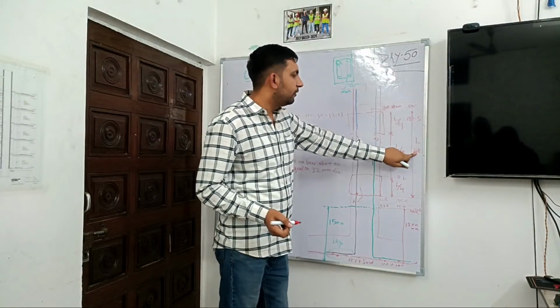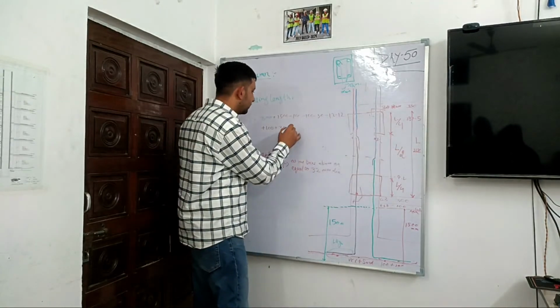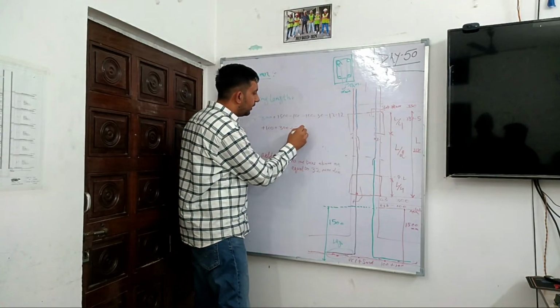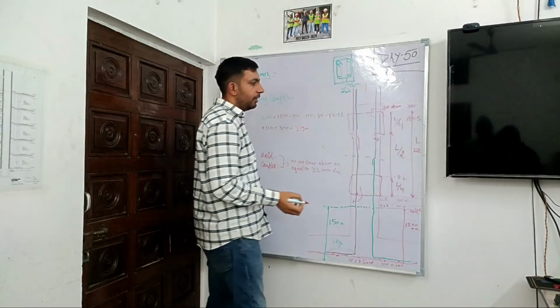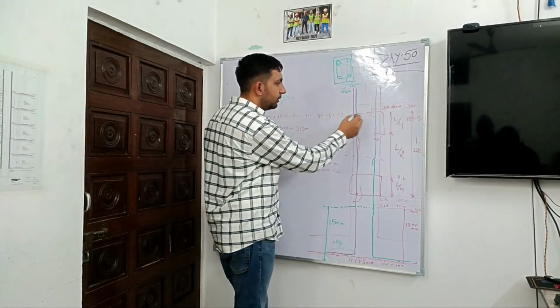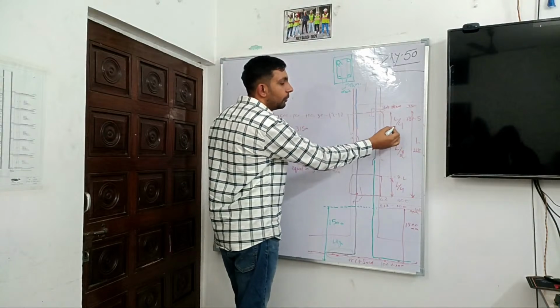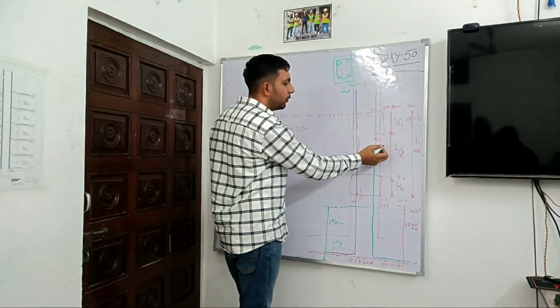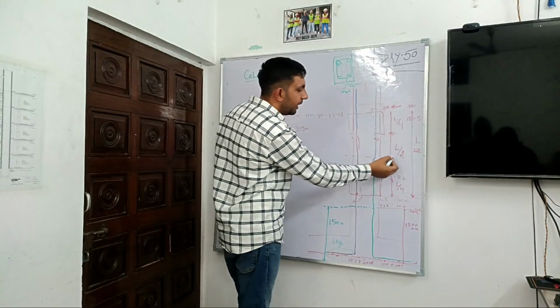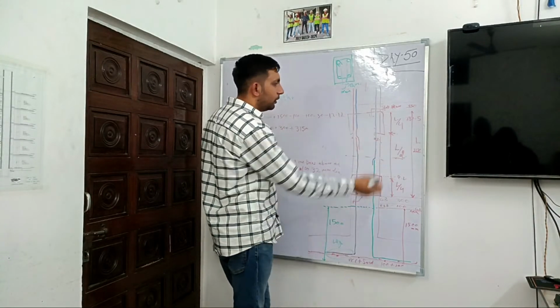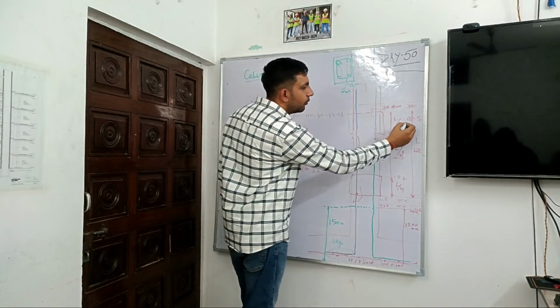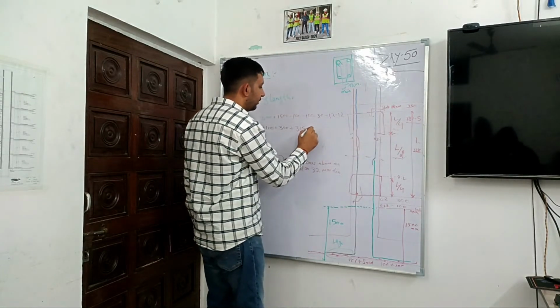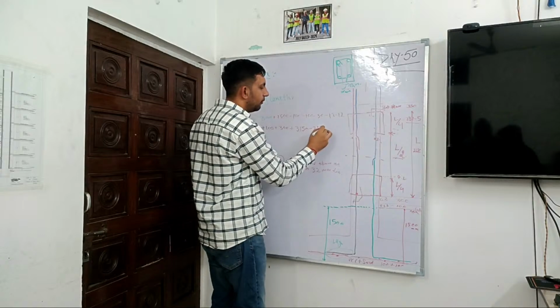This is 3150 mm. So let's add 3150. And how much do I have to subtract? This L by 4, because we cannot provide lap in L by 4, as this is a confining zone. So we will provide it in the L by 2 zone, which is the non-confining zone. So we will subtract the L by 4 value, which comes to 787.5.